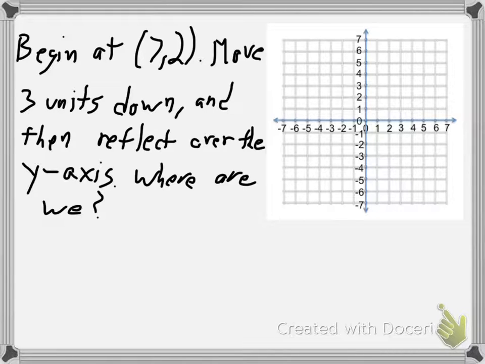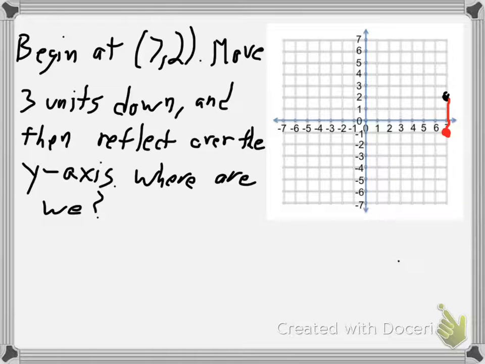Let's start at 7, 2. So if I'm at 7, 2, I know that I am going to go 7 on my x-axis, 1, 2, 3, 4, 5, 6, 7, and then I'm going to go 2 on my y-axis, 1, 2, and that gives me a point right there. Okay, now from there, I want to move 3 units down. So I'm just going to sketch this out. If I'm going 3 units down, I'm moving 3 down from that spot. 1, 2, 3, which gives me a point right there. Okay, I moved 3 units down.